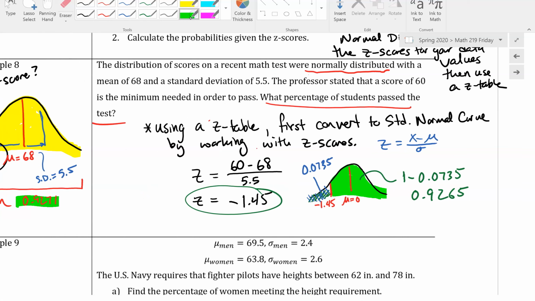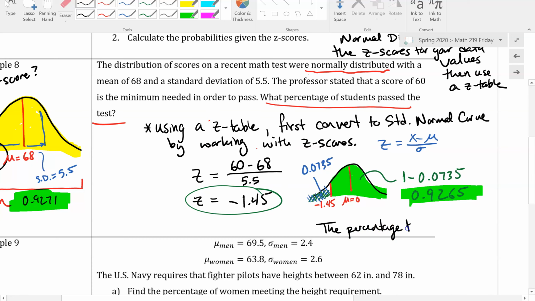And if you compare it to what we found with StatCrunch, it's pretty close. StatCrunch is actually a little more accurate, but ours is pretty darn close. So the percentage that pass the class is approximately 92.7%. I'll just round that to 92.7% of the class passed the test.